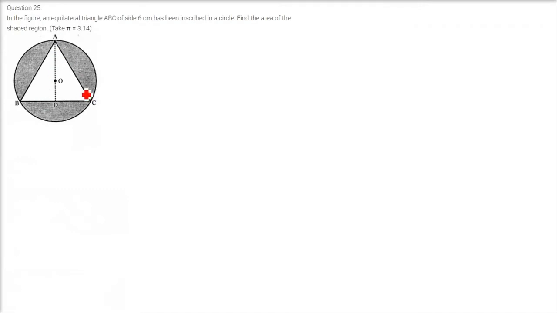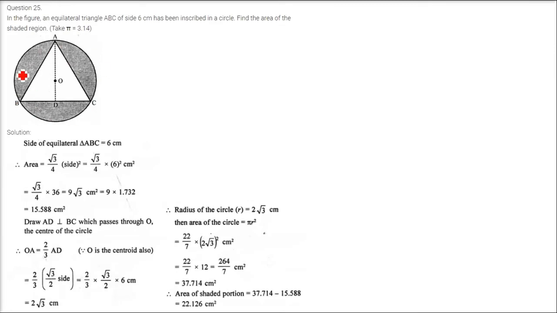In the figure, an equilateral triangle ABC of side 6 has been inscribed. Now the triangle is inside and there is a circle which is passing through here, right? So since we know that when we drop a perpendicular here, and if you join this one, this will be the radius. This will be the radius. And the equilateral triangle side we know also, 6. From here to here it is 6, right? The side is this one.